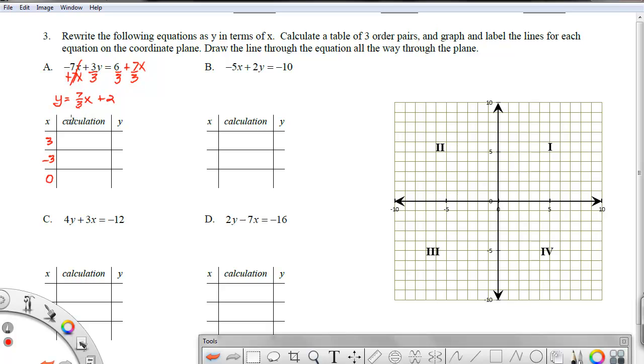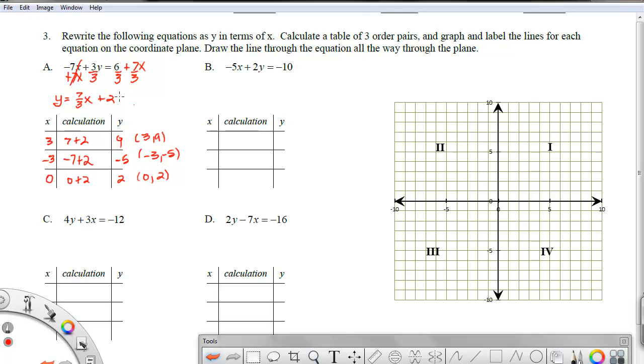3 over 3 is 1, right? So that's 7 plus 2. 7 plus 2 gives me the 9 that I want. I put a negative 3 in here. That gives me a negative 1. Negative 1 times 7 is a negative 7. So we got a negative 7 plus 2 equals a negative 5. And the last one I'm going to use 0, so I have 0 plus 2 is 2. So the ordered pairs are 3 and 9, a negative 3 and a negative 5, and then 0 and 2.